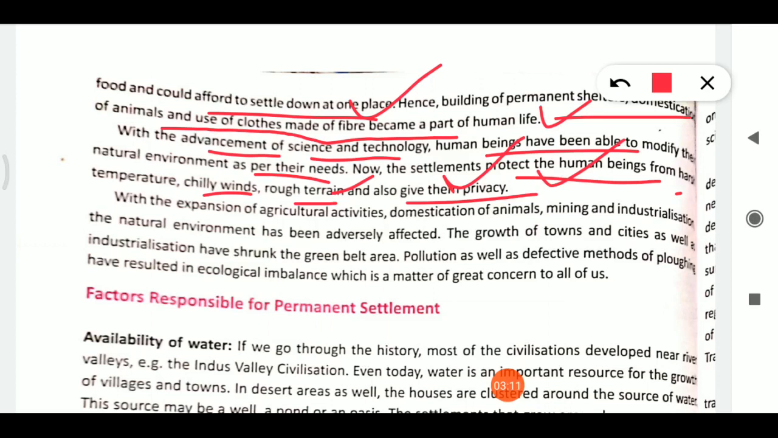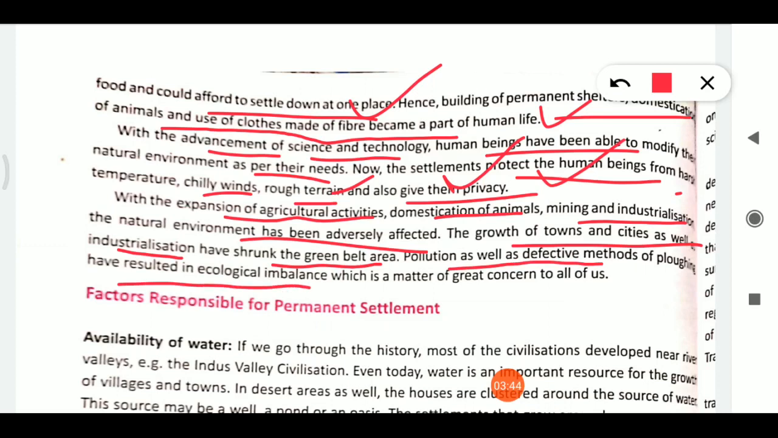And then after, there was expansion in agricultural activities, domestication of animals, mining and industrialization, and this has adversely affected the environment. The growth of towns and cities as well as industrialization have shrunk the green belt area, means shrunk the forest area. Pollution as well as defective methods of plowing have resulted in ecological imbalance, which is a matter of great concern to all of us.